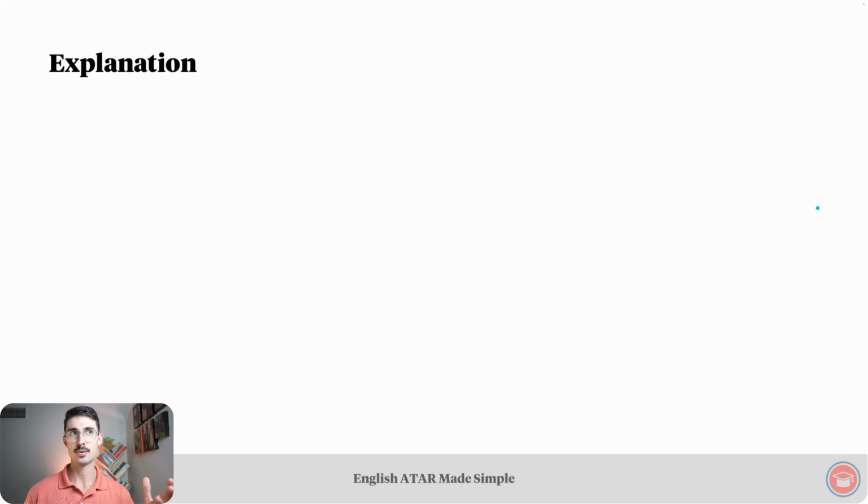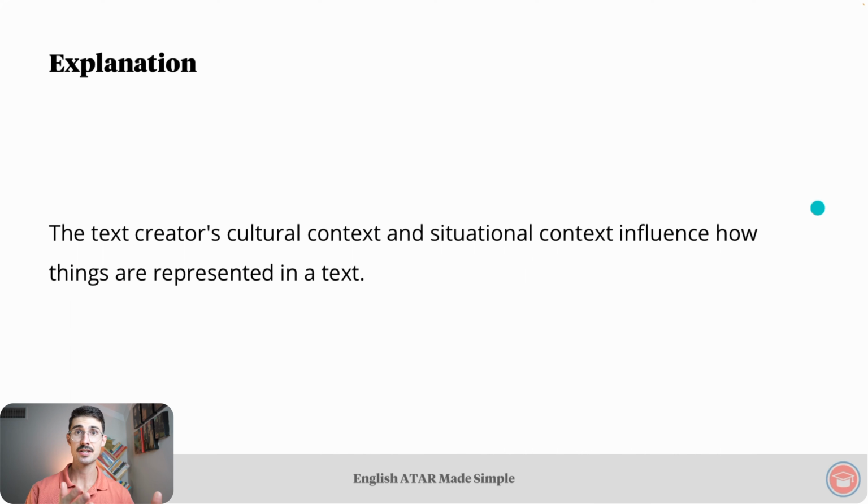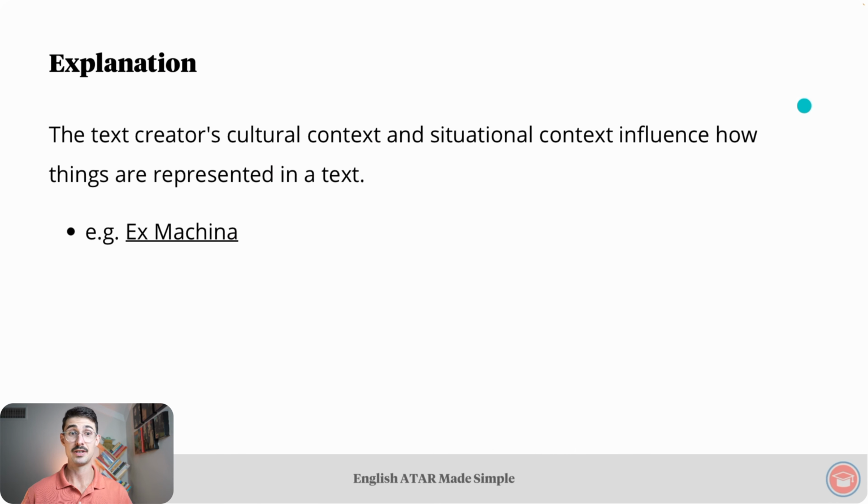What that key takeaway is really saying is that the text creator's cultural context and situational context influence how things are represented in a text. The things that are happening in the text creator's specific environment and general environment are influencing the way that text creator represents things in the text that they create. Here is a familiar example.